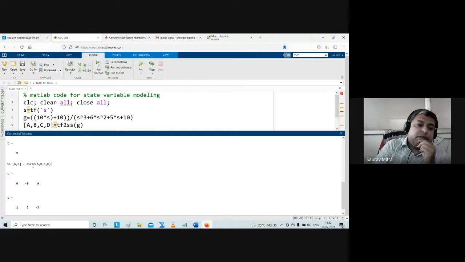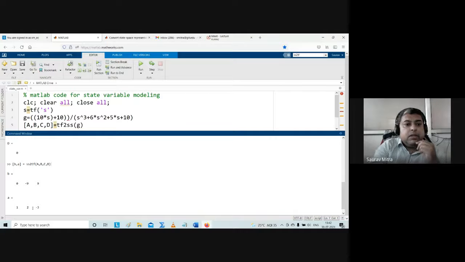Okay, so b comma a is equal to ss2tf. That means if transfer function is to be found out from ss, that is state variable ABCD matrix, then this is what you have to use. Any doubt in this? So 0 minus 9, 9 means this is minus 9s plus 9. So numerator equation is minus 9s plus 9, and denominator equation is s square plus 2s minus 3.